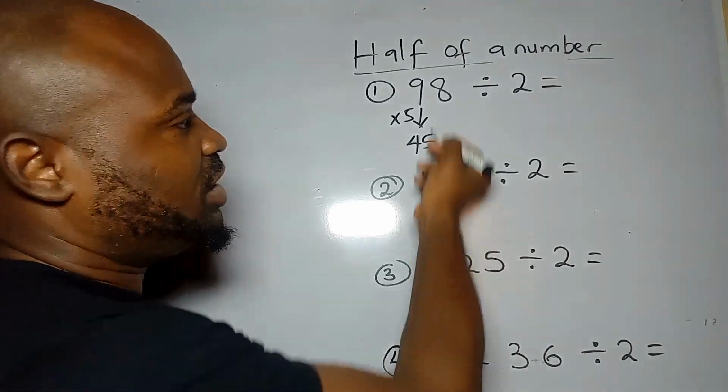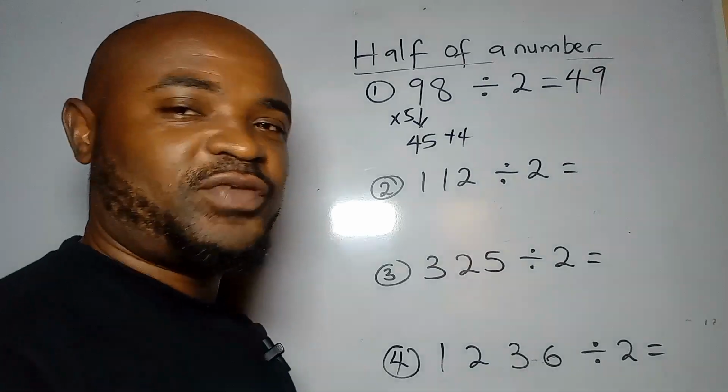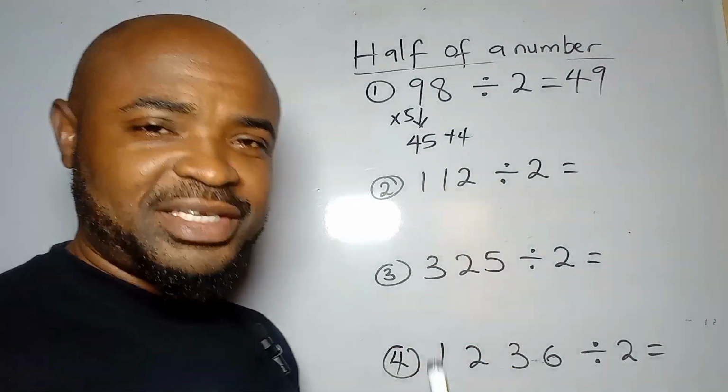That is the unit digit. Half of it is 4. Then 45 plus 4 is what? 49. And obviously, 49 is what? Half of what? 98. Amazing trick, right?